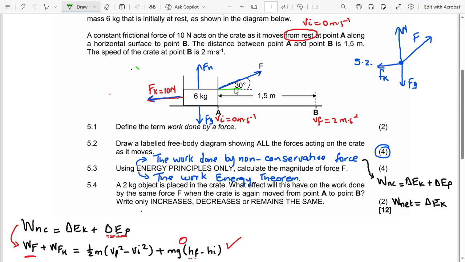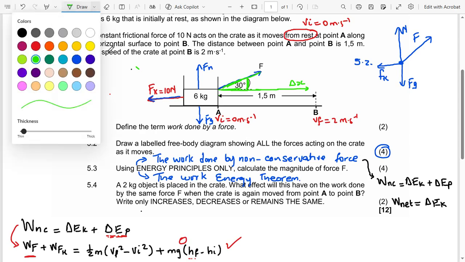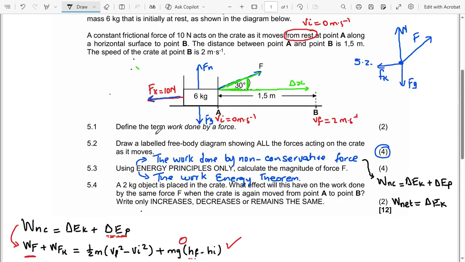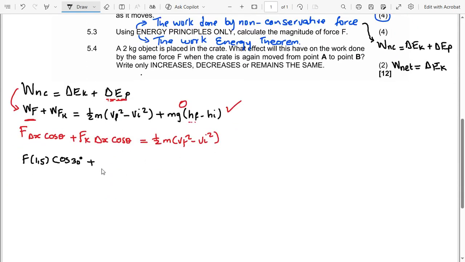So this is my displacement. Okay, this is my delta X. So the angle on that cos is the angle between the applied force and the displacement, and it's given as 30. Please make sure that you understand that part. So it's given as 30, so this tells me that this will be the cos of 30 degrees plus Fk. The frictional force was given as 10 newtons. I'm going to substitute 10 newtons. Right, so this will be 10. Right, the displacement is the same because we're going to move a distance of 1.5 meters.